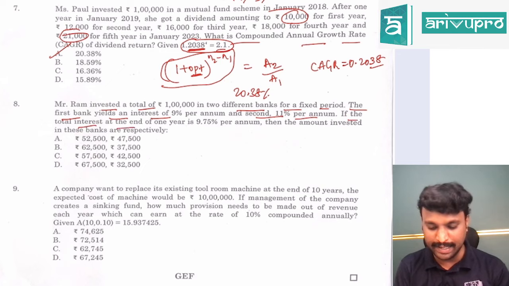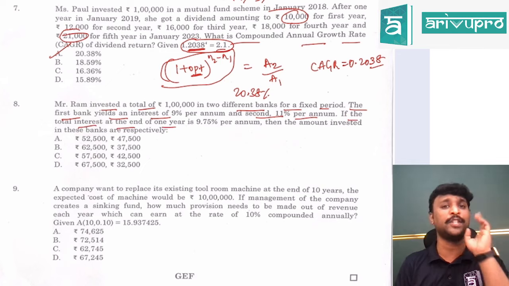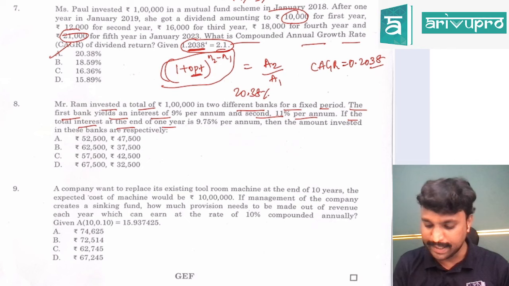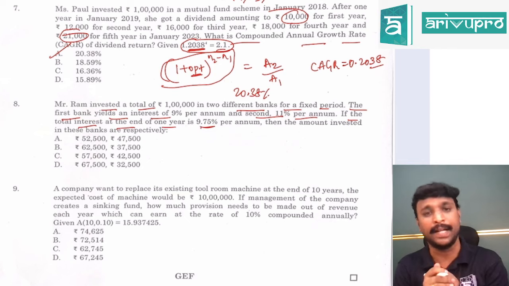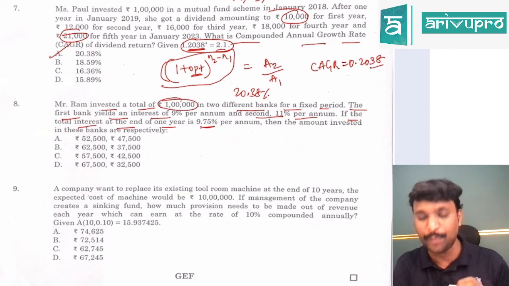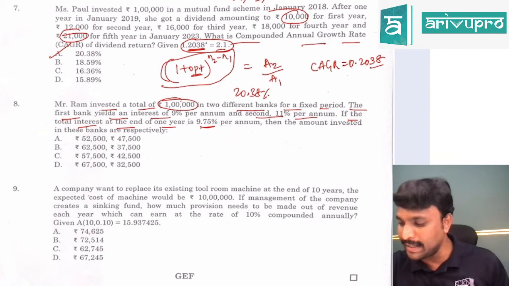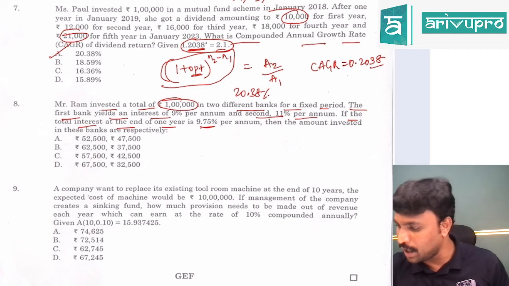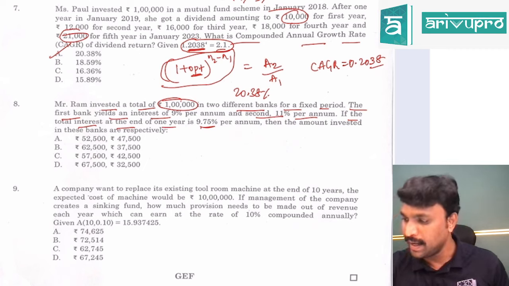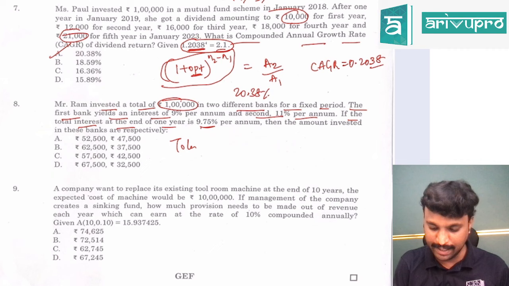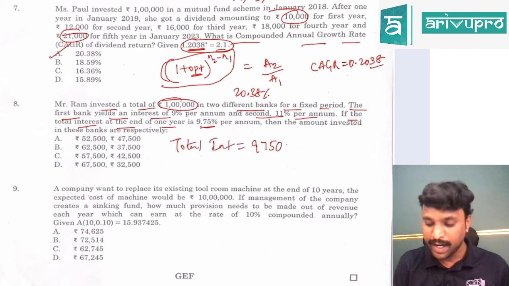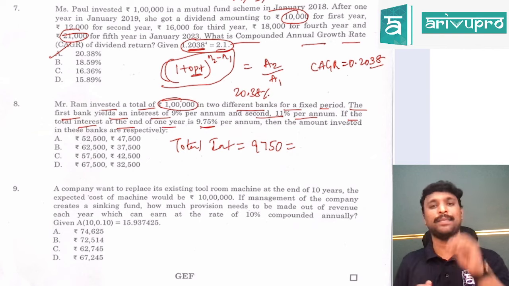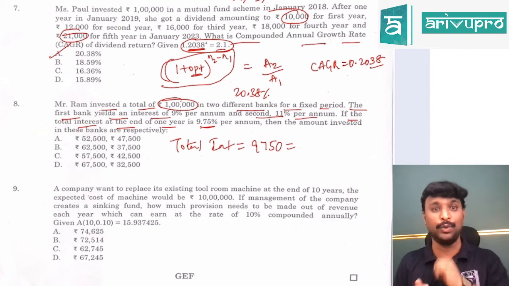If the total interest at the end of 1 year, so the investment period is only 1 year, is 9.75%. So total invested is how much? 1 lakh. On 1 lakh it is 9.75%. So 1 lakh into 9.75%. How much is it? It is 9,750. So the total interest is 9,750. Now this total interest must be equal to the sum of the two interests.